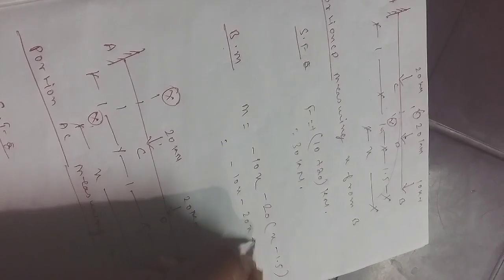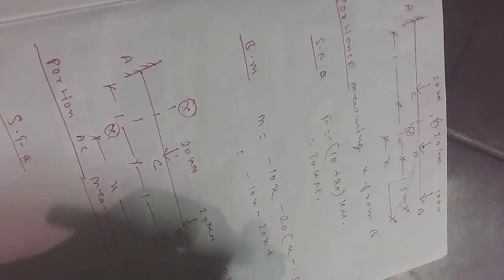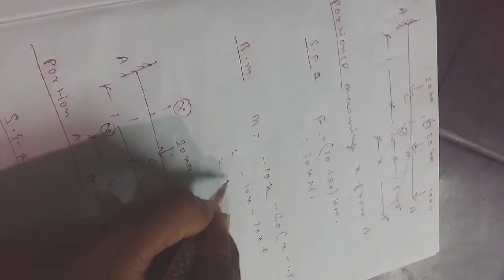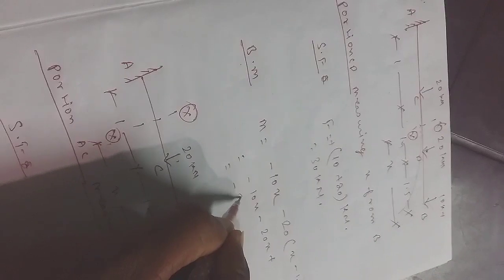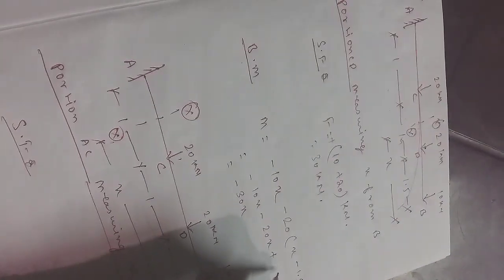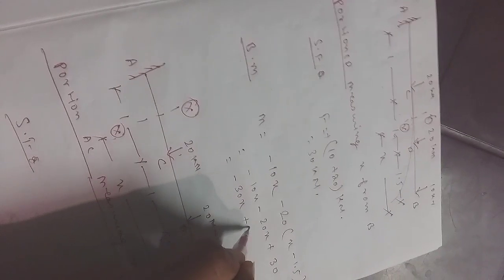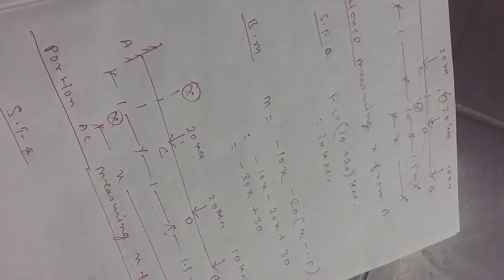So minus 10x minus 20x plus 20 into 1.5. The result will be minus 30x plus 30. So this is the moment.